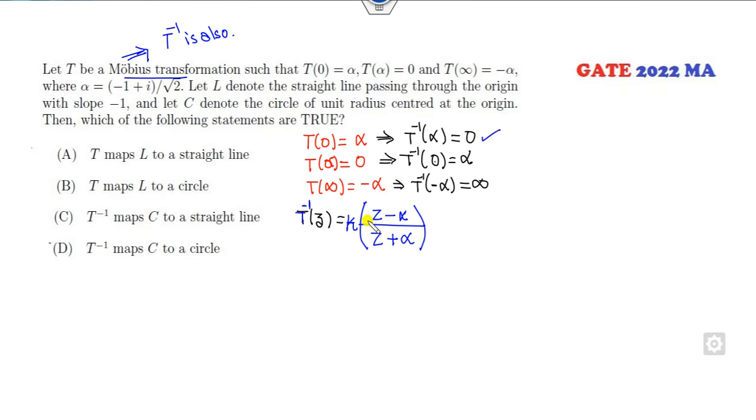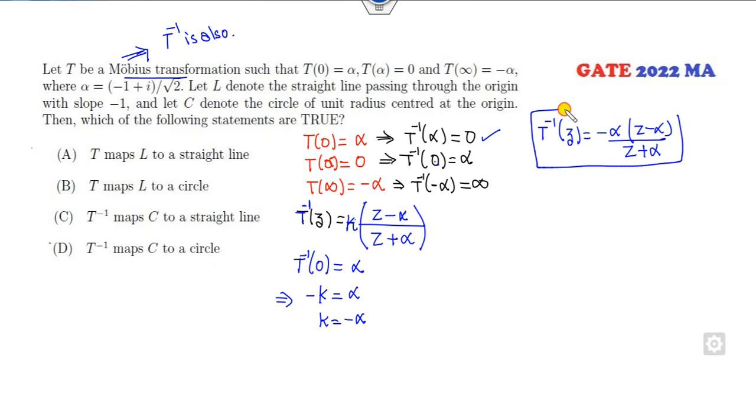And I can find the value of k by using this case. So t of alpha is my 0. Okay, I can find this value of k by using here. So what is that t inverse of 0? It is alpha. So what is the t inverse of 0? This is my minus 1. So it is my minus k is alpha. So k is my minus alpha. So therefore t inverse of z is my minus alpha, z minus alpha over z plus alpha.